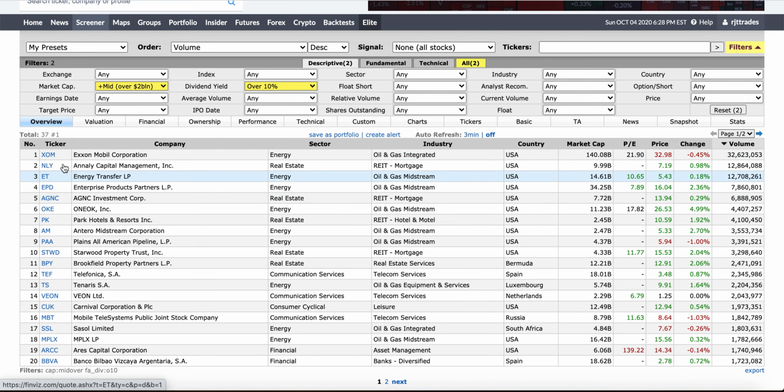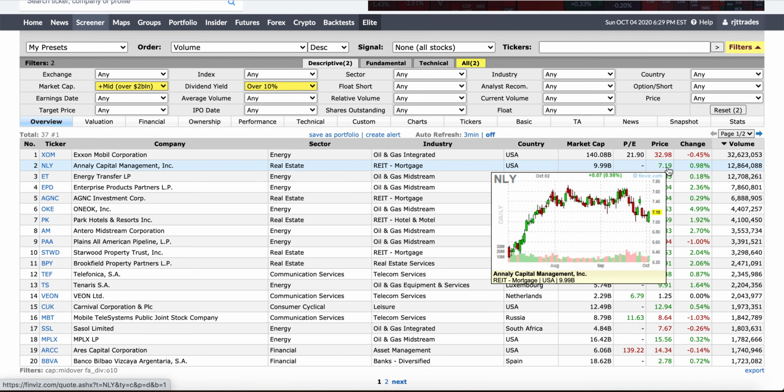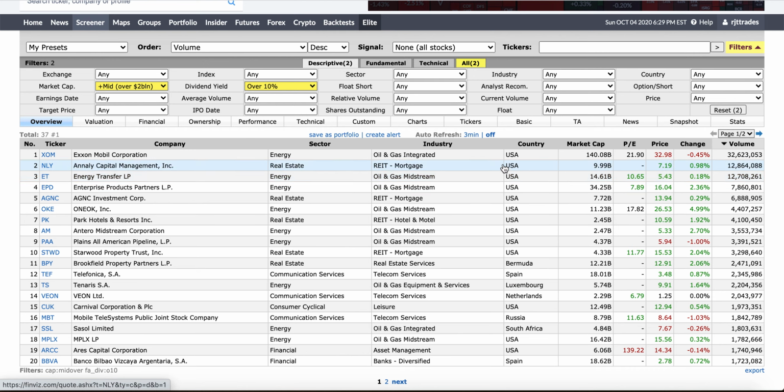Usually they update it, but NLY, I like NLY. I had it for a while, then sold it, but it seems like they pay almost 10% in dividends, which is pretty good, right? 10% is pretty much SPY. So even if the stock remains the same, you're doing nothing.